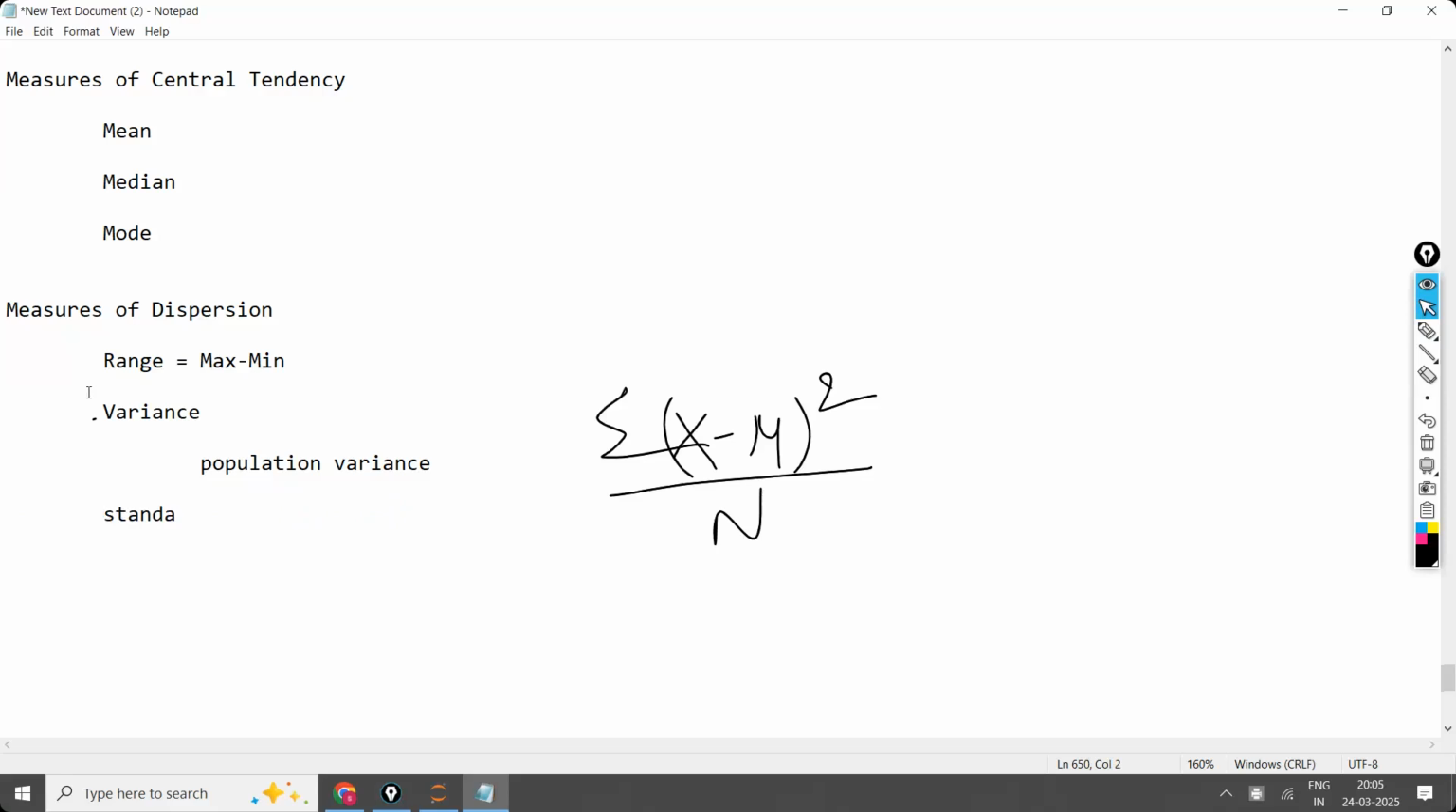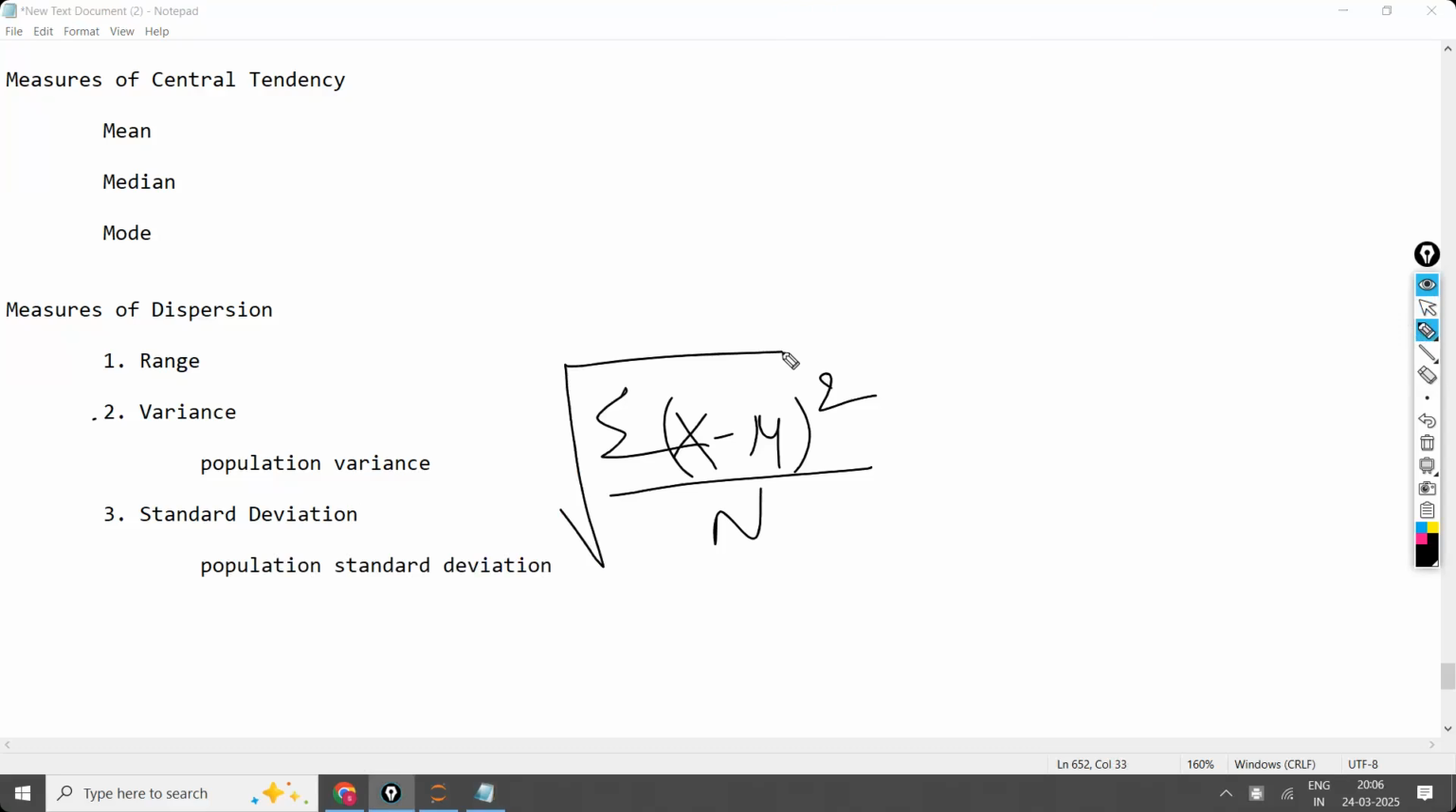That is the third measure. Measure number one is called range, which is maximum value minus minimum value. Second one is variance, which is how much the data is deviated from its mean value. Now, the third measure is called standard deviation. How to calculate the population standard deviation? Population standard deviation is nothing but the square root of variance.